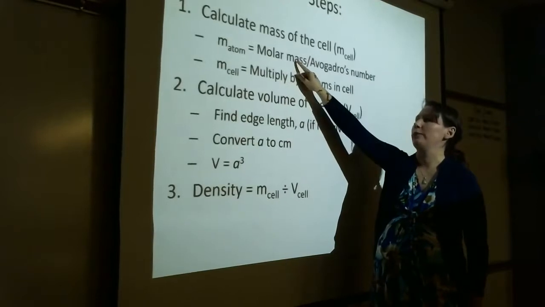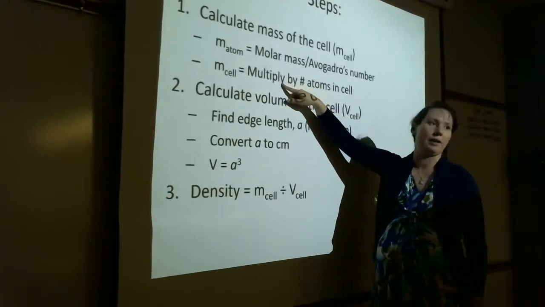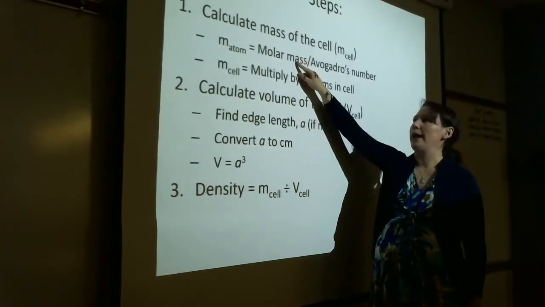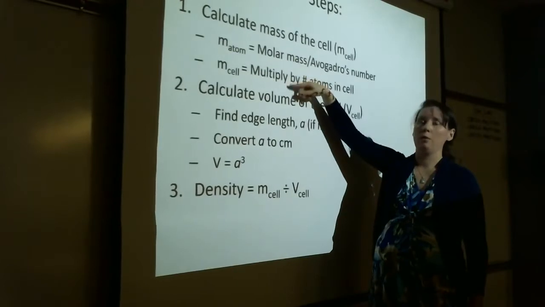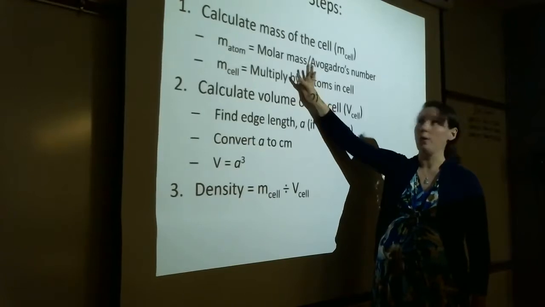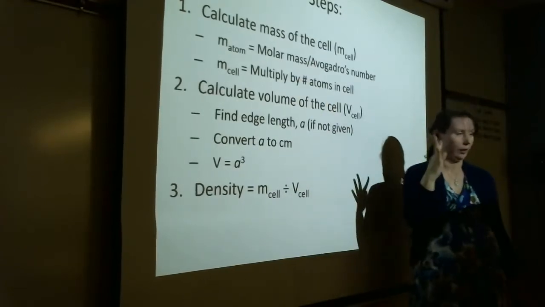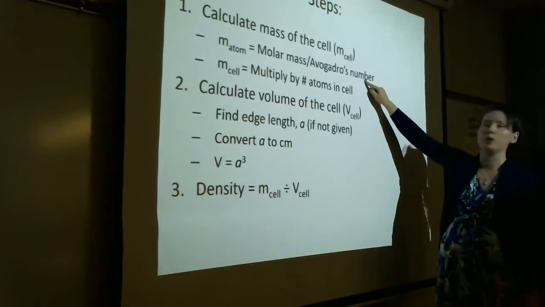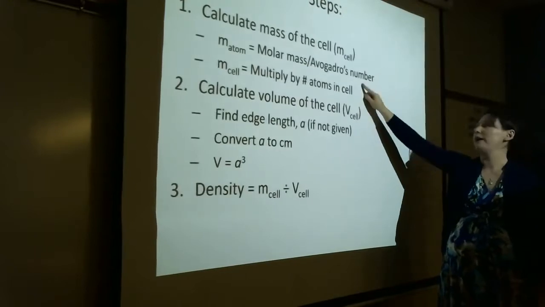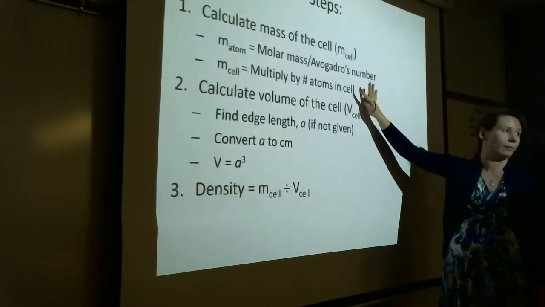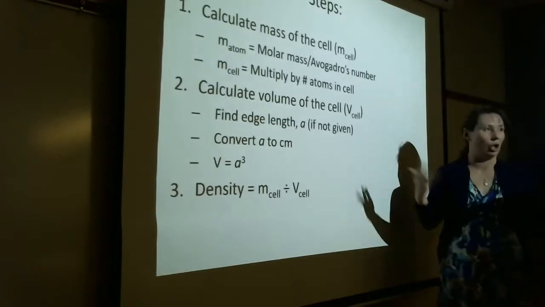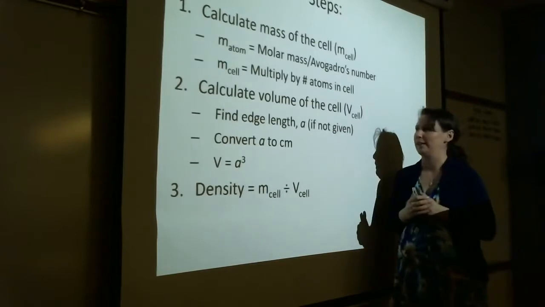If it's body-centered cubic, how would I convert mass of an atom to mass of a cell? If it's BCC, you'd multiply by 2. And for face-centered cubic, you'd multiply by 4. So you just need to remember 1, 2, or 4: simple cubic, multiply by 1; body-centered cubic, multiply by 2; face-centered cubic, multiply by 4. The math is not nasty. You're not taking natural logs or anything. It's all easy multiplying and dividing.